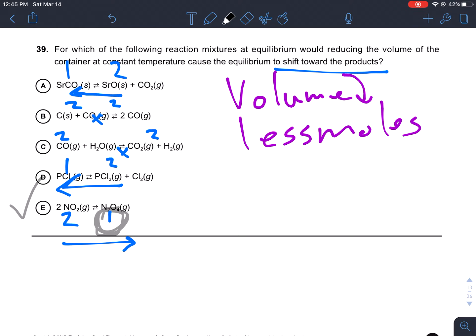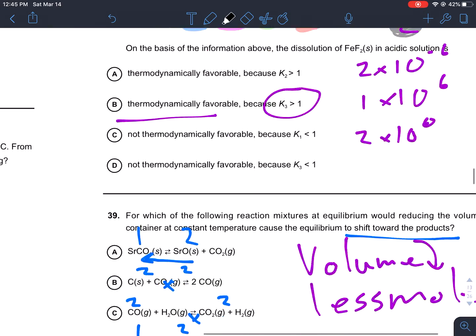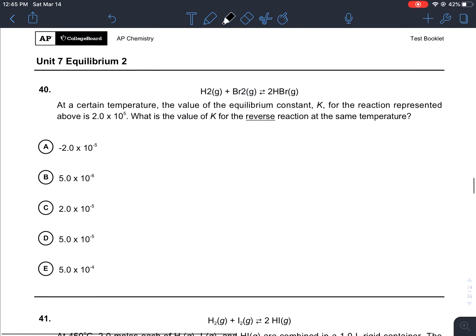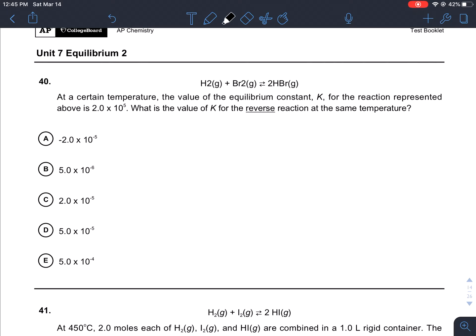All right, we're at 40. Now you have hydrogen gas plus bromine gas yields 2 HBr, hydrobromic gas. I should say hydrogen monobromide, but whatever. At a certain temperature, the value of the equilibrium constant K for the reaction represented above is 2.0 times 10 to the negative 5. What is the value of K for the reverse reaction?